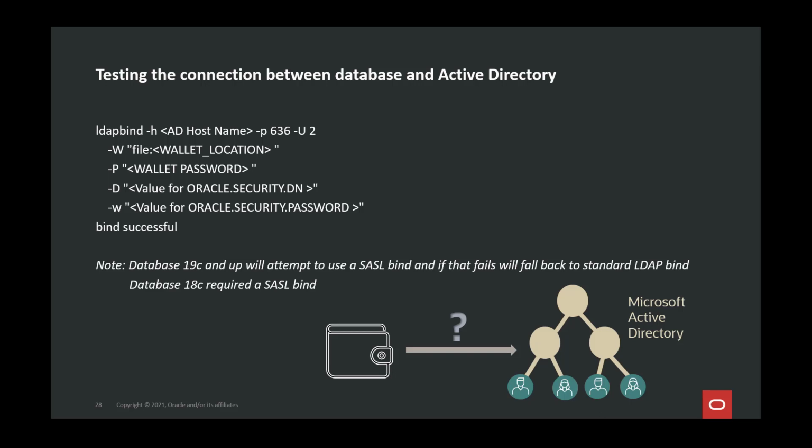It's unlikely any of you are still running 18C. 18C is already out of support and it was just an innovation release. But when we first introduced centrally managed users in 18C, we required a special type of bind to Active Directory called a SASL bind. You had to enable this on Active Directory. In 19C, we recognized that that was a little bit of an issue for a lot of our customers, and we'll try a SASL bind because it's more secure. But if your Active Directory isn't set up for that, we'll just retry with a standard LDAP bind. All right. There's some of your tools.